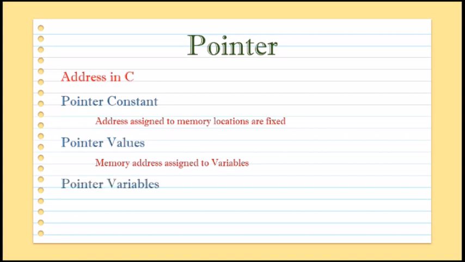Third one is pointer variables. A variable which holds address of another variable or memory location is called a pointer variable. So pointer variable is used to hold address of another variable.